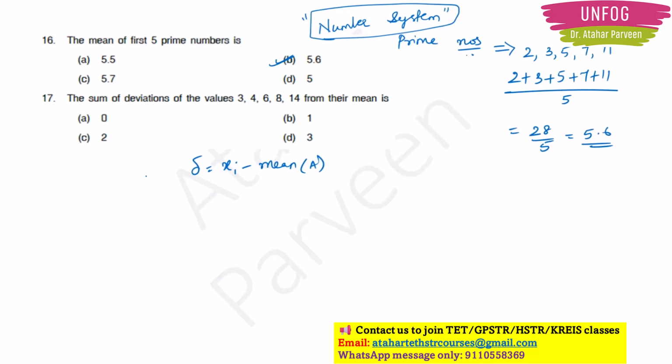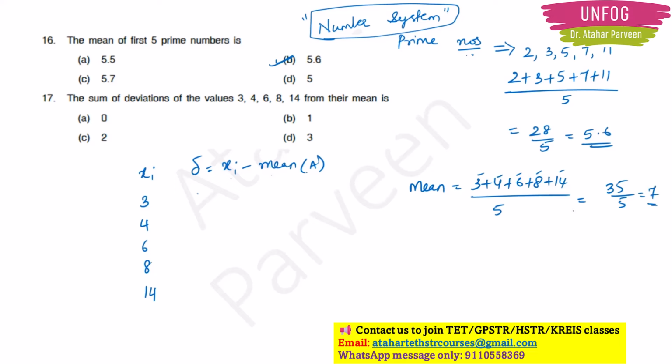So let us make a table first. What are the given xi? 3, 4, 6, 8, 14. And what is this deviation? How do you find it? xi minus mean, right? Now what is the mean? The mean will be 3 plus 4 plus 6 plus 8 plus 14 divided by 1, 2, 3, 4, 5. So this will give us 35 by 5, or 7. So this will be our mean.